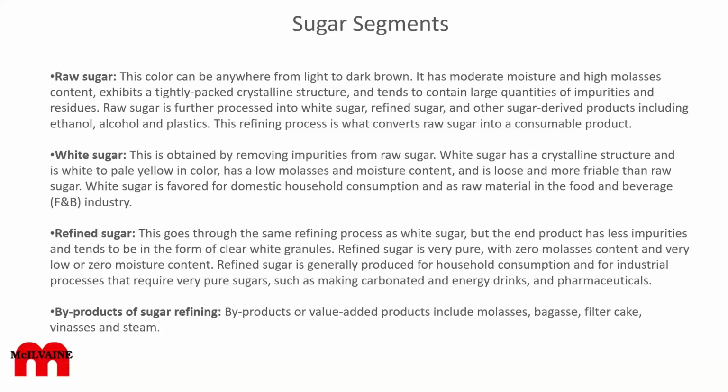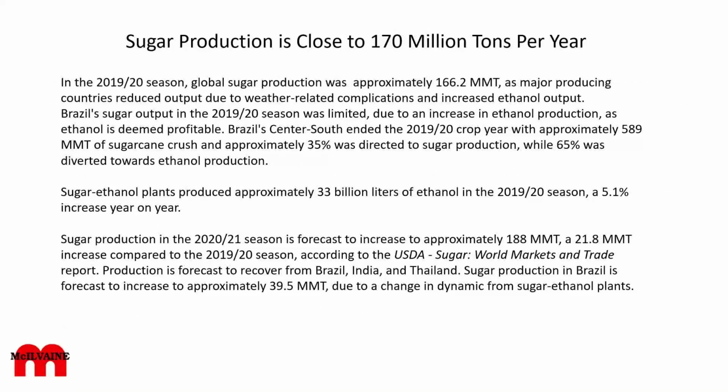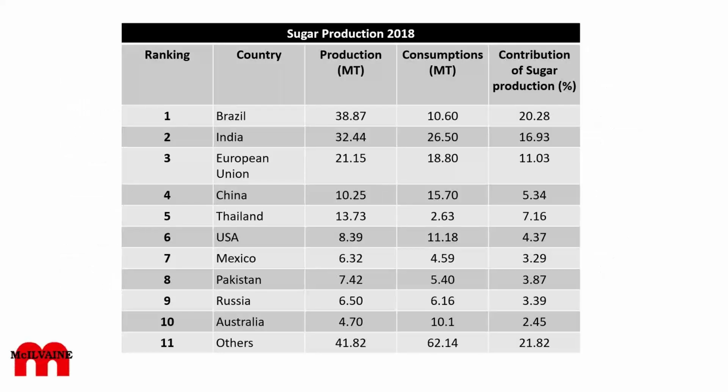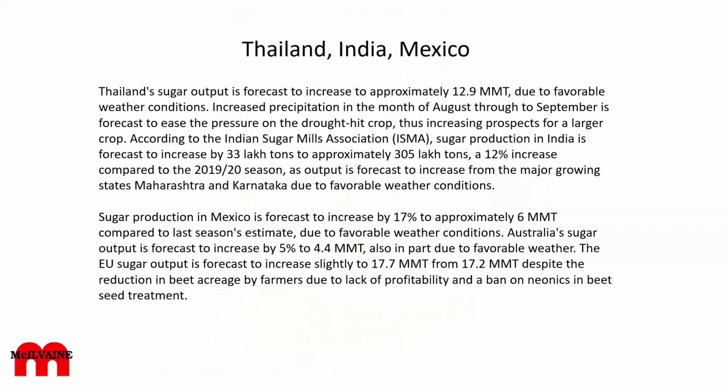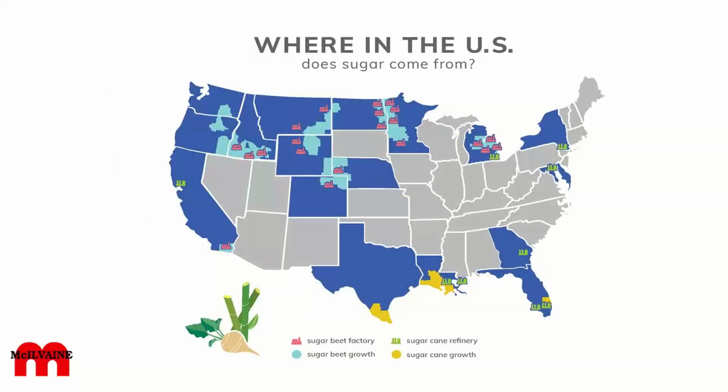So you have the production of raw sugar, white sugar, and refined sugar. The total production of sugar is close to 170 million tons per year. Brazil is the largest supplier, followed by India. The breakout of the market is depicted here. Thailand, India, and Mexico are growing producers of the product. There are pockets of sugar production in the United States, mostly beet sugar.